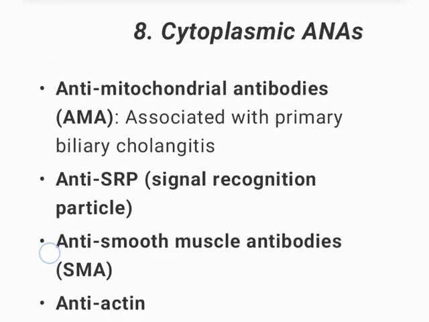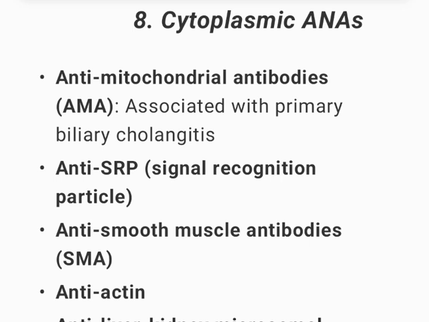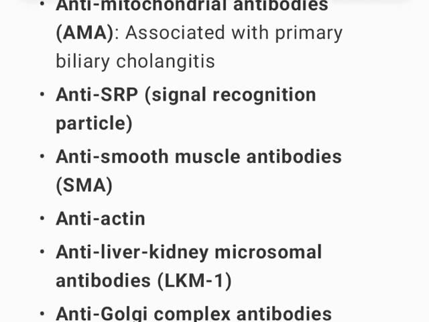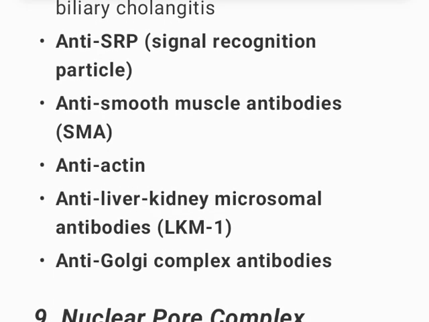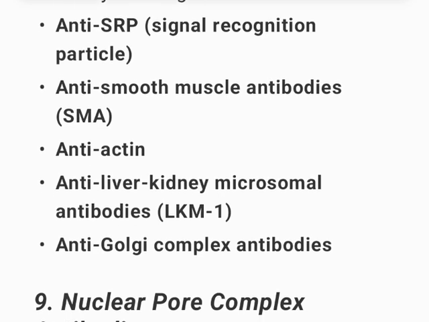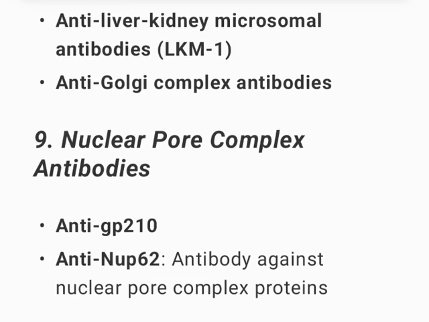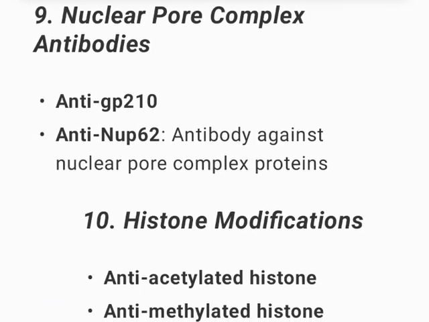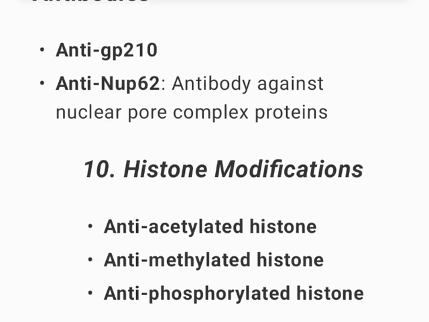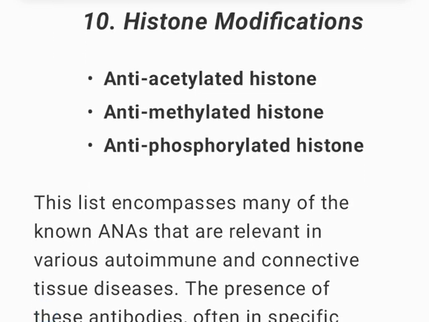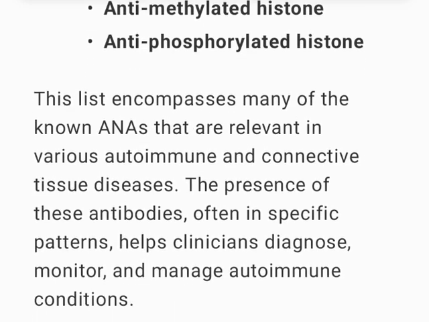8. Cytoplasmic ANAs: anti-mitochondrial antibodies, AMA, associated with primary biliary cholangitis. Anti-SRP, signal recognition particle, anti-smooth muscle antibodies, anti-actin, anti-liver kidney microsomal antibodies, LKM1, anti-Golgi complex antibodies. 9. Nuclear pore complex antibodies, anti-gp210, antibody against nuclear pore complex proteins. 10. Histone modifications: anti-acetylated histone, anti-methylated histone, anti-phosphorylated histone.